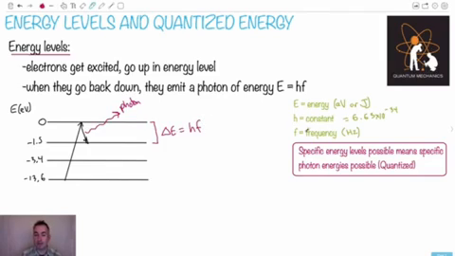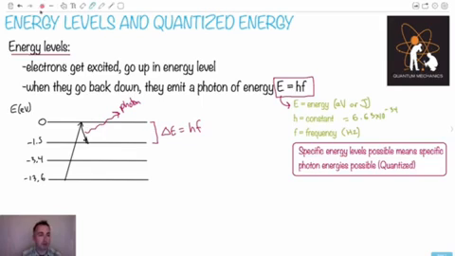So what's really important is this: the very fact that there are different energy levels possible means that there are specific photon energies possible. And this is why we say this is quantized. We say it's quantized because the energy only comes in countable amounts. Look, right? The energy comes in 1 times h, or 2 times h, or whatever. So it's always a multiple of h.